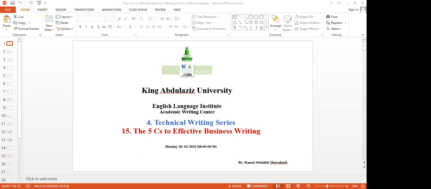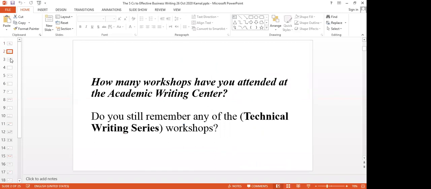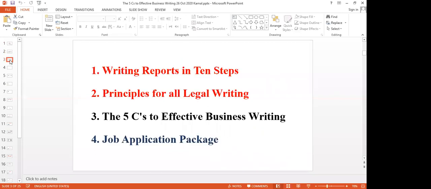The other one, if you still remember, is writing reports in 10 steps. Dr. Shamil, yes, business writing is today's workshop. Thank you, Dr. Shamil. So we finished the first and the second, writing reports in 10 steps, and principles for legal writing or law writing. So today's workshop is actually the third workshop in technical writing.